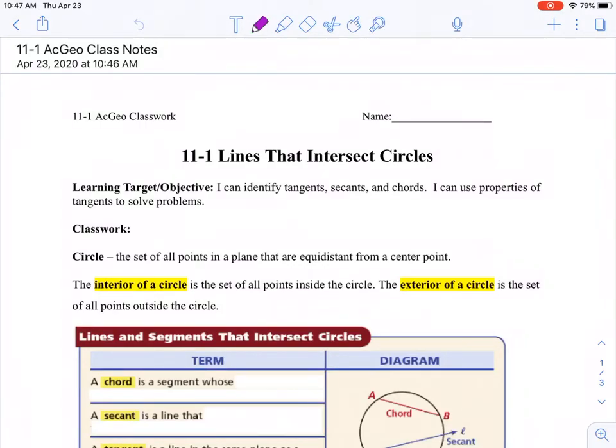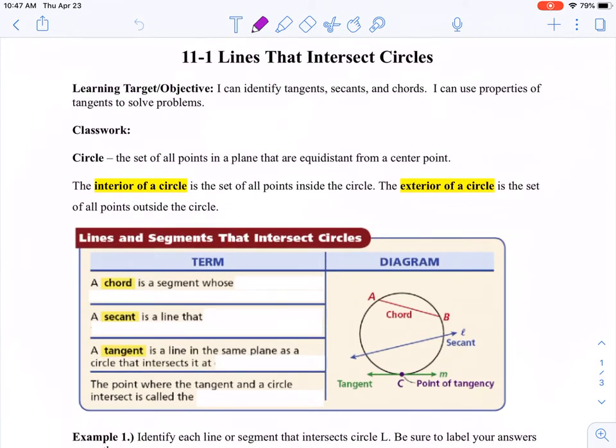Today is our first lesson in chapter 11, and we're going to be looking at lines that intersect circles. So you'll find that this lesson is very definition heavy. There are a lot of definitions, so bear with me and I'll go through all of them with you.